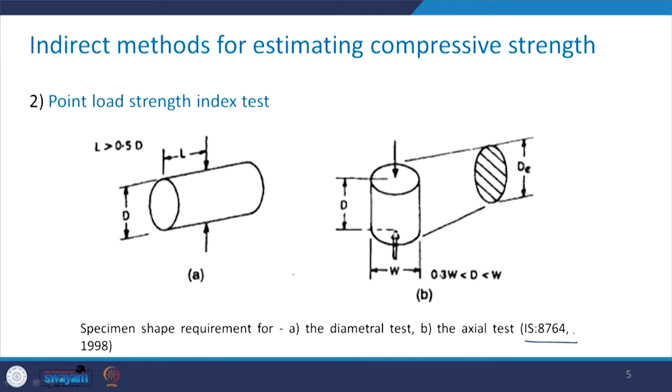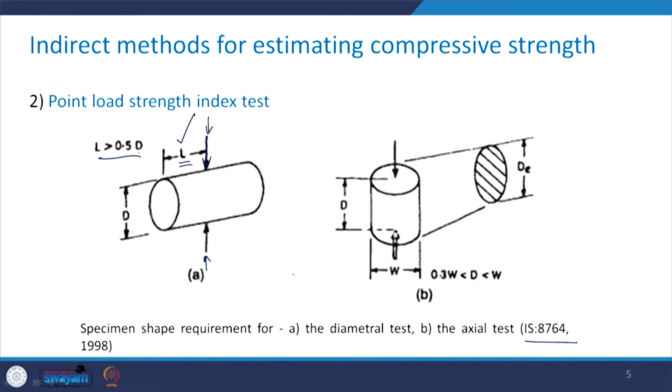8764, gives us some of the shape requirements for the specimen for different shapes of the specimen. So, let us say that for the diametral test, when I say diametral test, it means the loading is applied along this diameter, and the length of the specimen or the loading point should be more than 0.5 times its diameter from one end, as has been shown here. So, you see that this dimension should be more than 0.5 times D.